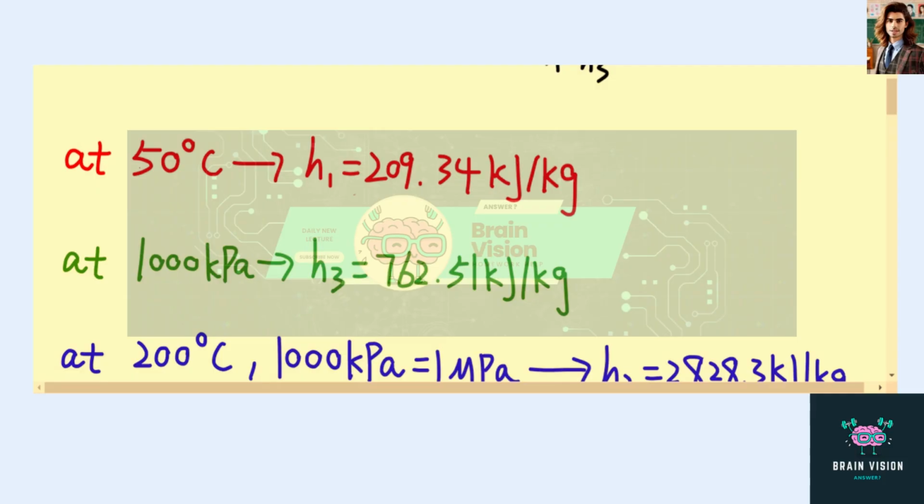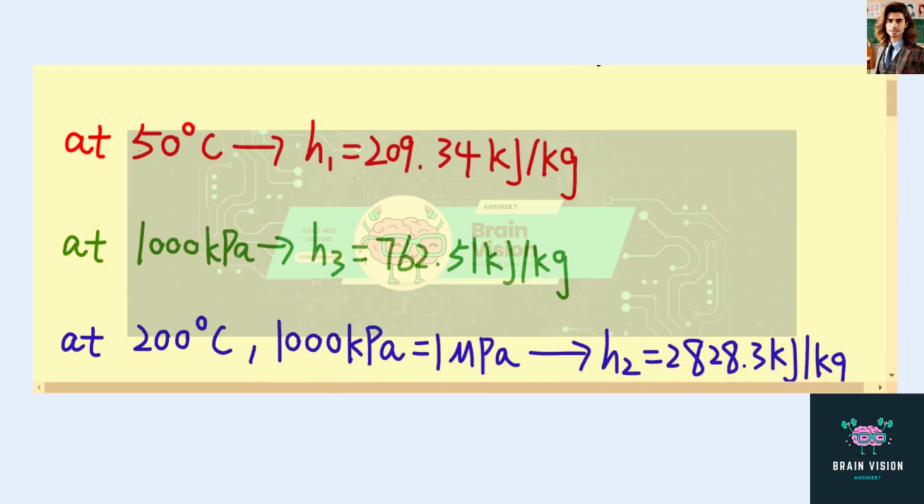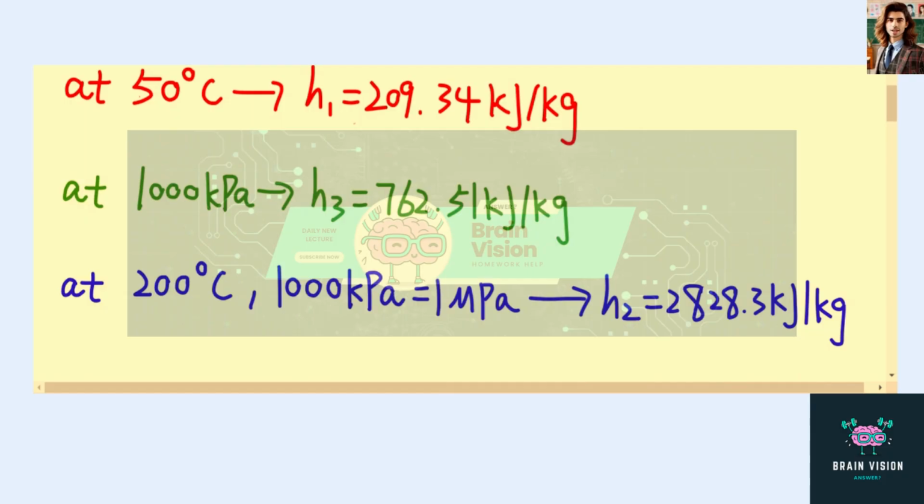And then we can use table A5, which is the saturated water pressure table. So at 1,000 kilopascal, we'll have the state 3 enthalpy, which is H3 here, equal to 762.51 kilojoule per kilogram. And then we can use the superheated water table, which is table A6. So at 200 degrees Celsius, 1,000 kilopascal, in the table it is shown as 1 megapascal. Okay, so the corresponding enthalpy is given as 28.3 kilojoule per kilogram.